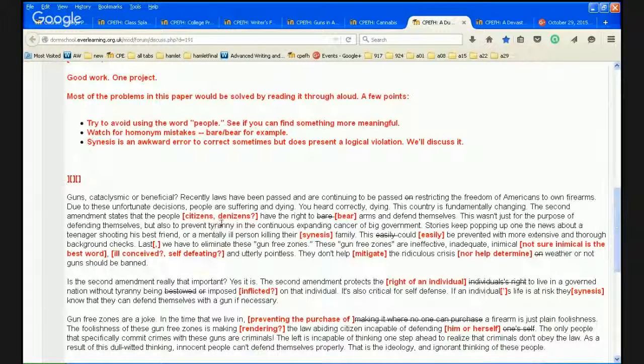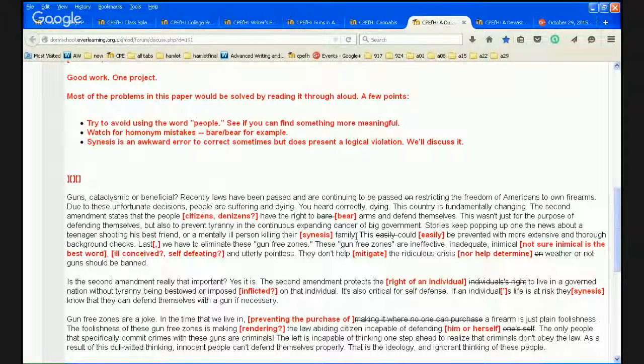Okay, let's look into this one. The Second Amendment states that the people. Indeed, "the people" in the Constitution is a word that's used consistently, so it would probably be perfectly acceptable there. But citizens, denizens, I thought were better. To bear arms. Notice that "to bear arms" makes perfect sense, but it means something totally different. Yes, I didn't catch that.